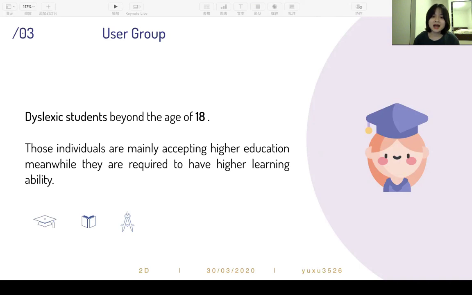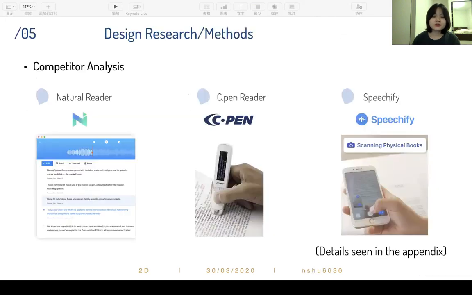These tasks are not easy for non-dyslexic students. Meanwhile, this would be a bigger challenge for dyslexic students. So we want to help them overcome their reading difficulties. The following contents are design methods and how we developed our design brief idea.